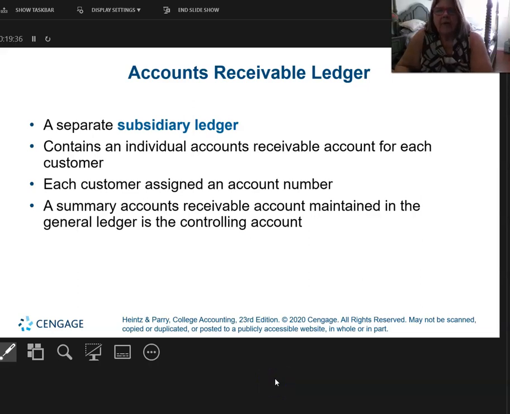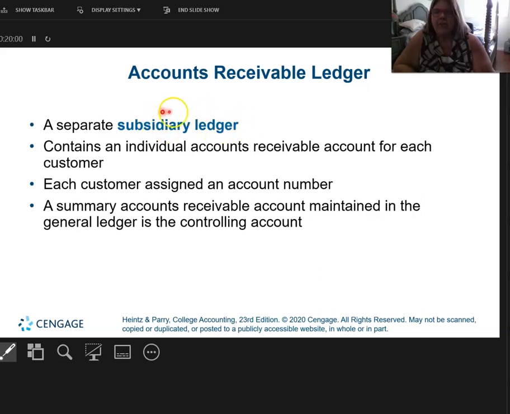So now I want to talk about something new in accounts receivable ledger. Instead of having one accounts receivable ledger for all my customers, each customer has a subsidiary ledger. This way it's easier to keep track of who owes me money, when they pay it to me, and when they owe it to me. So each customer has their own individual account number.